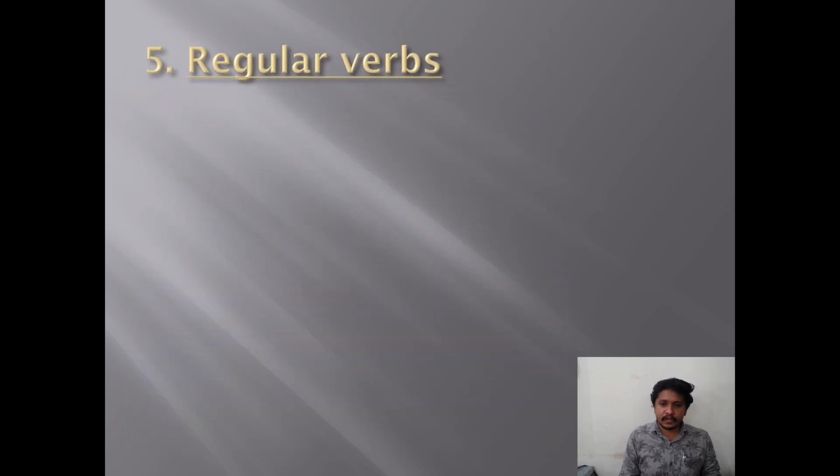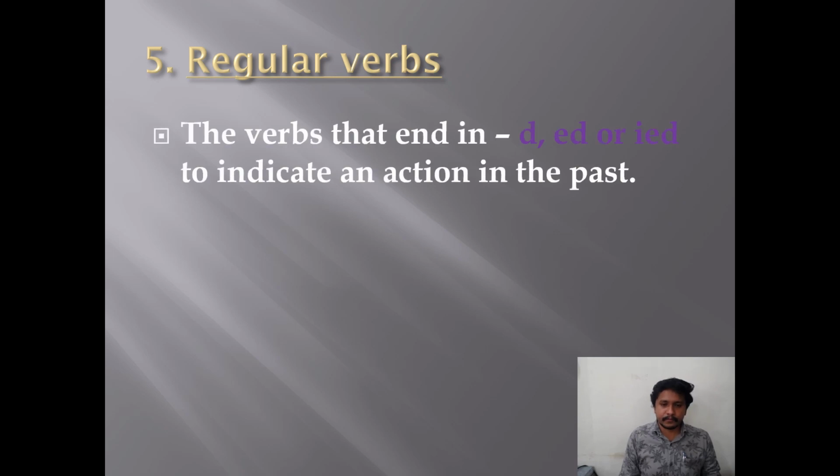Now the fifth one, regular verbs. The verbs that end in D, ED or IED to indicate an action in the past. So the normal verb which we want to convert into past, sometimes we have to use D or ED or IED with the given verbs to indicate an action in the past. That type of verbs are called regular verbs.